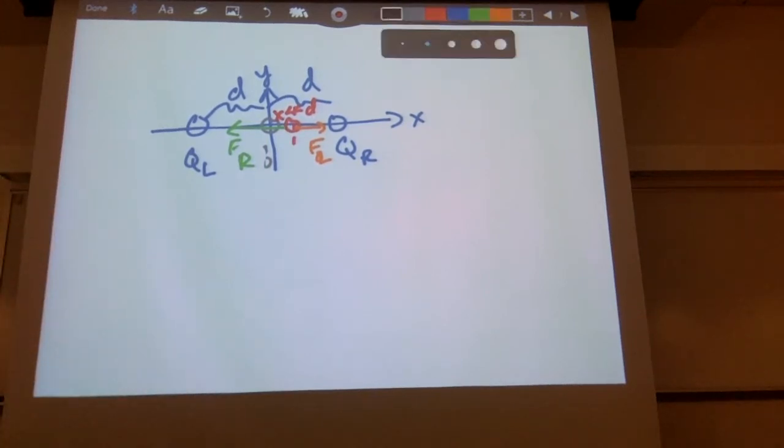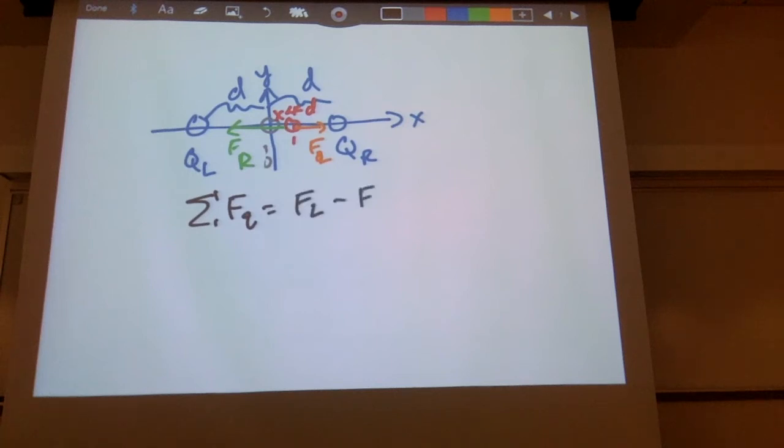Right. So let's do that. So here we can then say that, what? The sum of the forces on Q then is going to be equal to force left minus force right, and that must be equal to Newton's second law, which is the mass times the acceleration. Now, force left, though, we know is equal to what? K times Q left times Q, divided by the distance between those two.